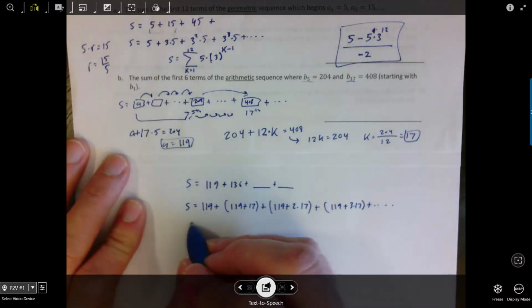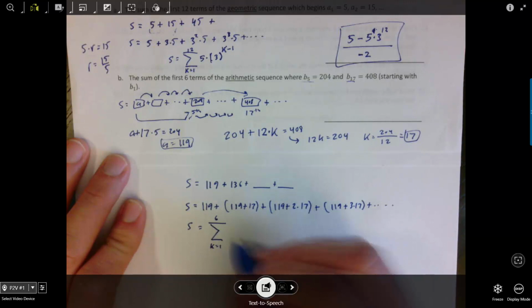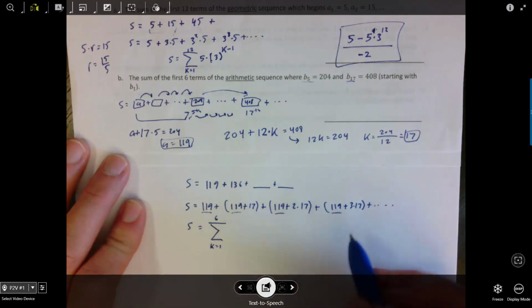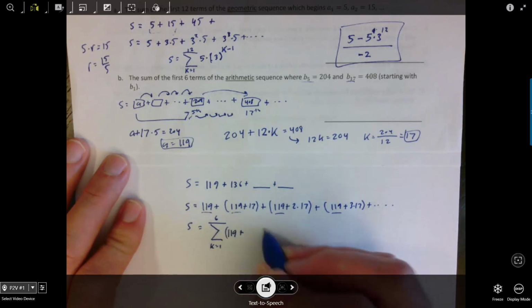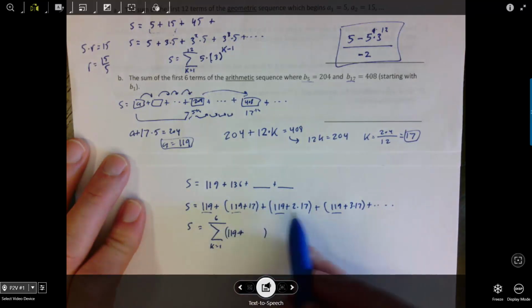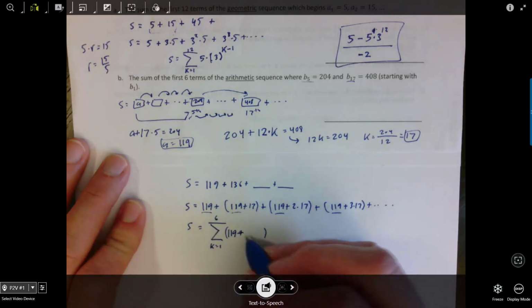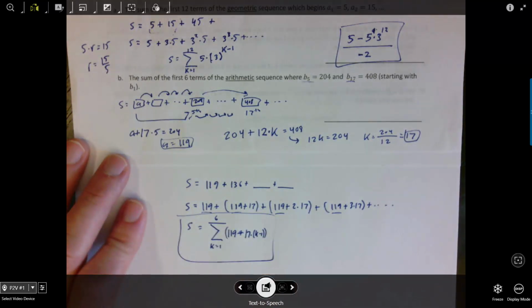So using a sigma notation then, what are we trying to do? The first 6 terms, so k goes from 1 to 6. Every single term has a 119 in it. And then it's also got some number of 17s. But the number of 17s in the first term is 0, so that's actually 17 times k minus 1. So that would be a nice way of writing it down using sigma.